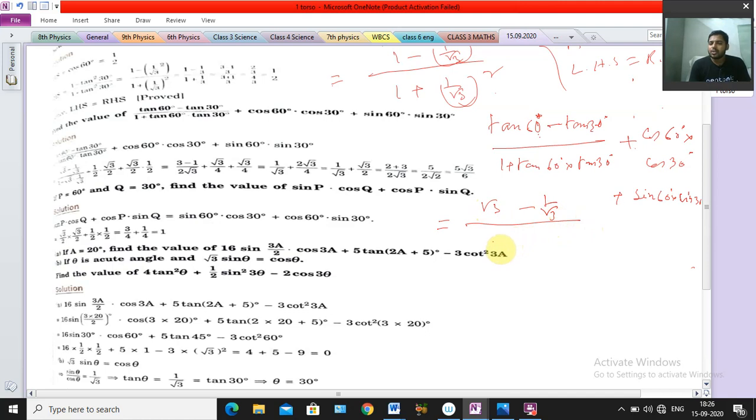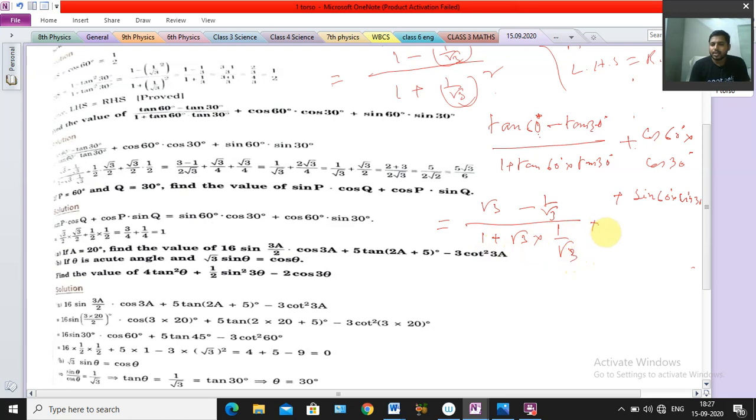Only by practice. If you practice two or three times, you can easily get the values: tan 60 value, tan 30 value, sin 60, sin 30. Next, see, 1 plus tan 60 means root 3, into tan 30 means 1 by root 3.